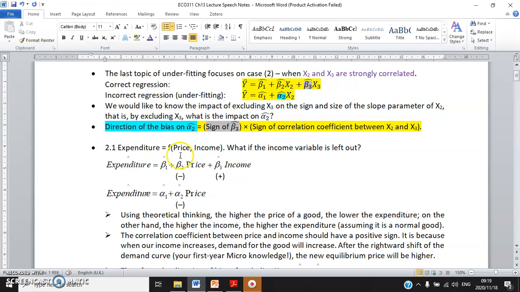So let me explain it. This is the correct regression. Expenditure is a function of price and income. Using theoretical thinking, this should be negative because the higher the price, it means the good is expensive. Then it will have a negative impact on the spending. And then this one, b3 should be positive because the higher the income you earn, the higher the expenditure. Okay. And then in the second regression, I only include price x2, but I exclude income x3, and I think x2 and x3 are strongly correlated.